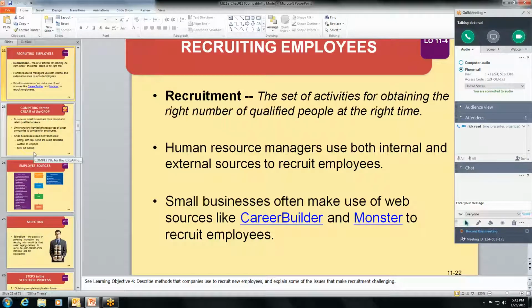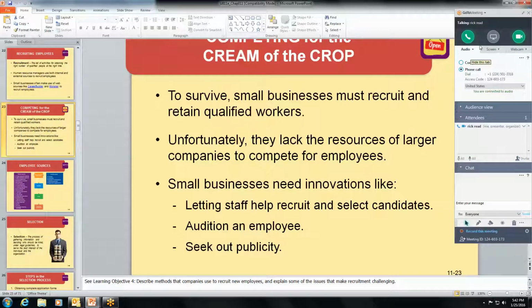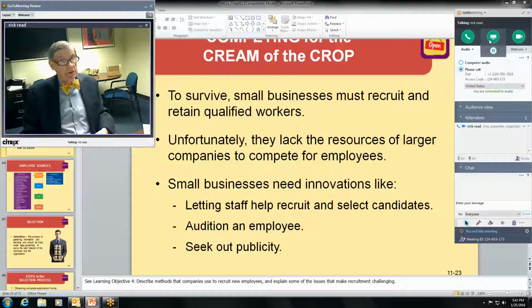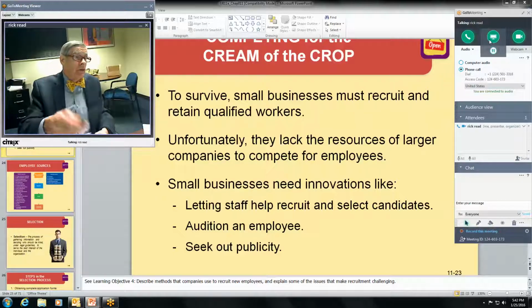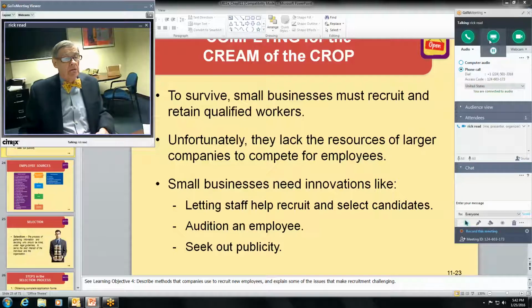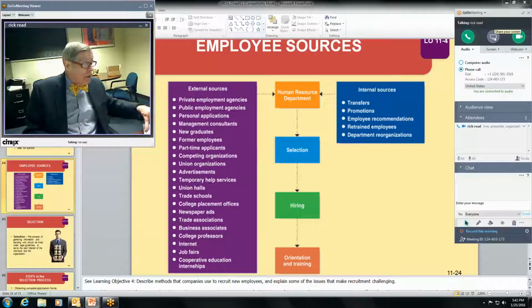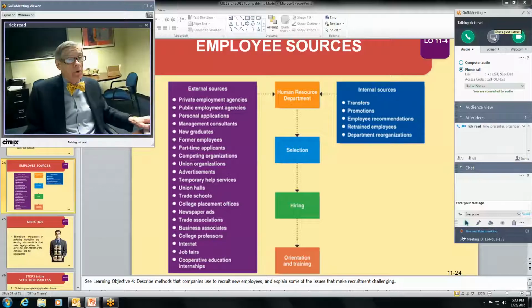Small businesses have to find the right people. Now, the problem is small businesses just don't have the resources. So they need to do other things, getting other people to help them, et cetera. Auditioning an employee is also an interesting term. These are just sources of where we find people who we want to try to recruit. This is shown to you in figure 11.4 at the bottom of page 308. I'm not going to go through that whole laundry list.